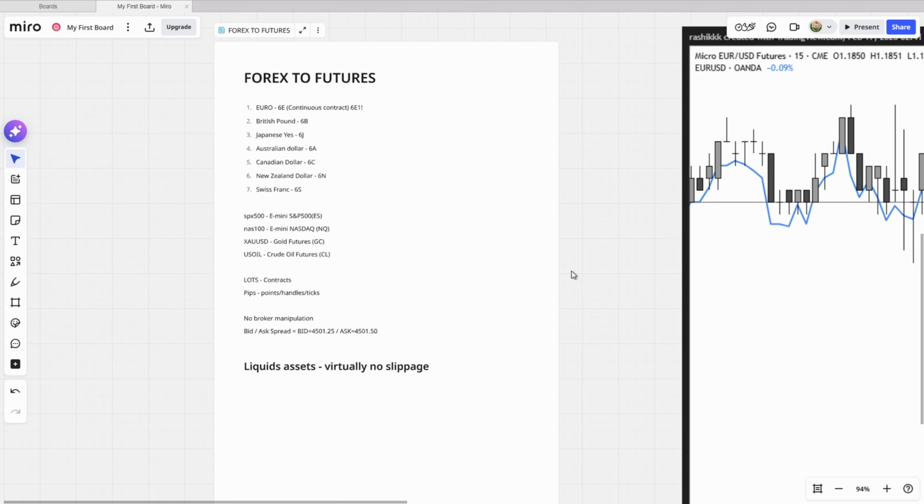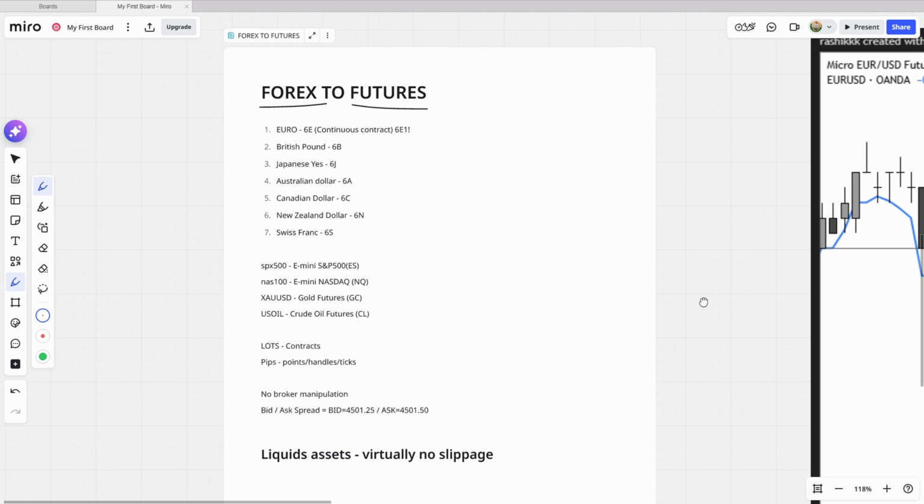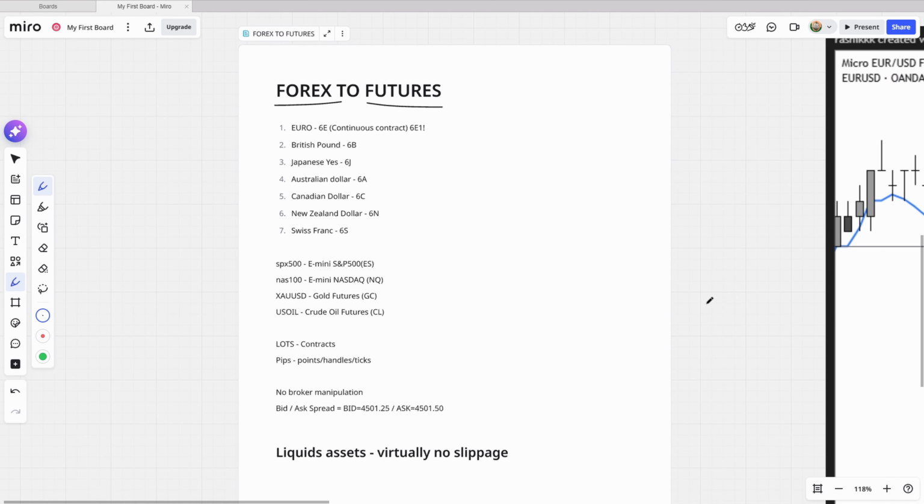A lot of people who are looking to move from Forex to futures get confused at this stage, especially when it comes to symbols and how everything translates. So to make it simple, I listed out the major currencies and their respective futures contracts. For example, if you're used to trading the euro in Forex as EURUSD, the equivalent futures contract is 6E. And if you want to chart the continuous contract on TradingView, you would type 6E1.